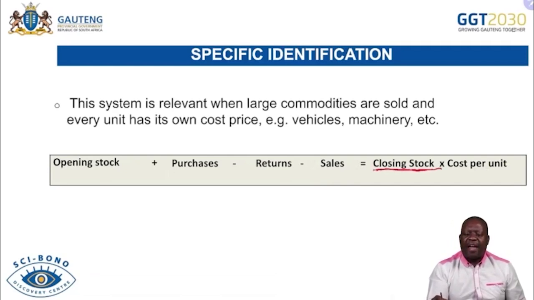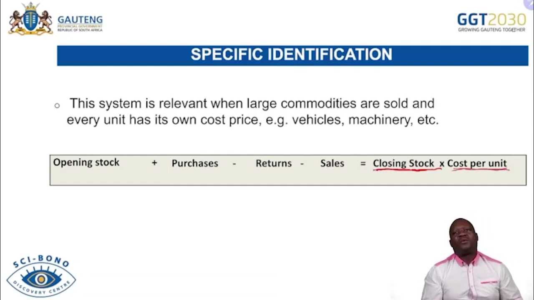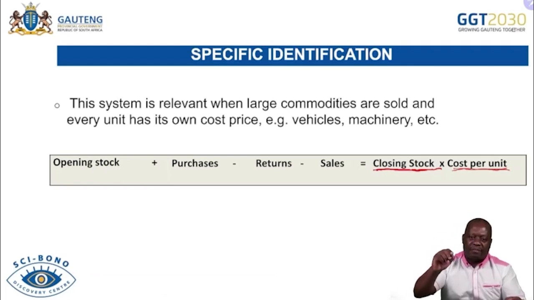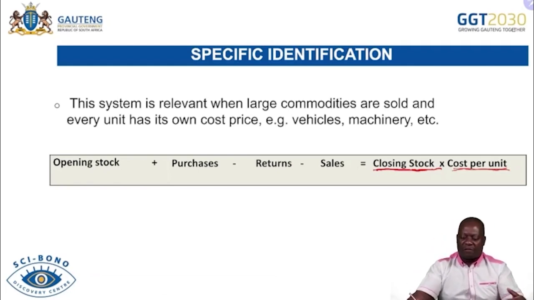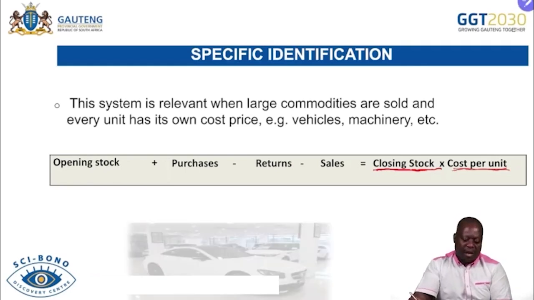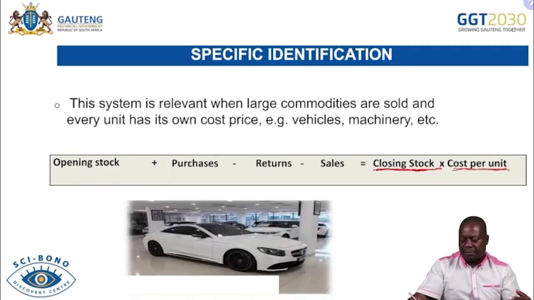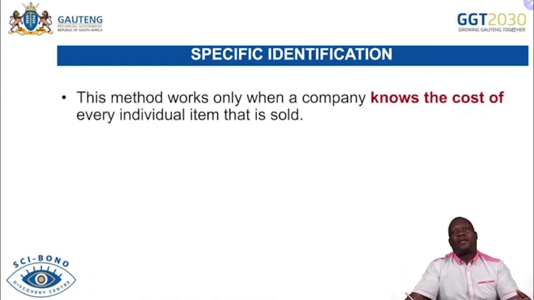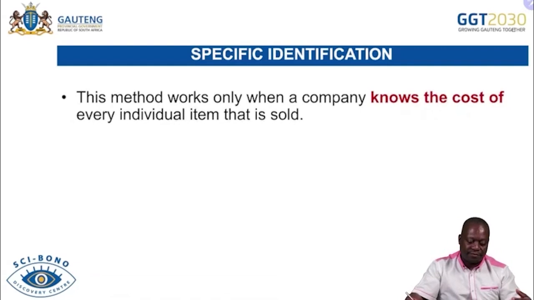But we multiply by the cost per unit. And remember, this cost per unit is unique. In simple terms, we are telling how many items we are still having, and then we attach a specific price to a specific unit so that we can find how much is the cost of the items we have. A very good example is when we are on the floors in a shop that is selling cars.